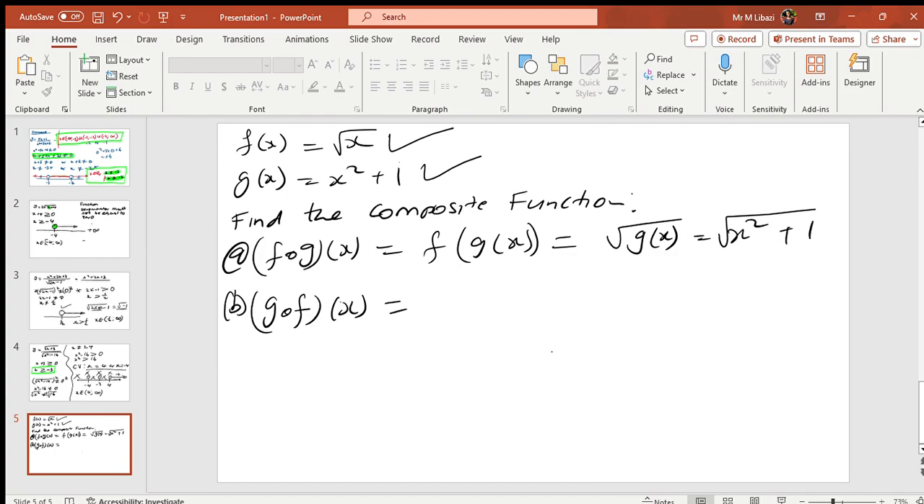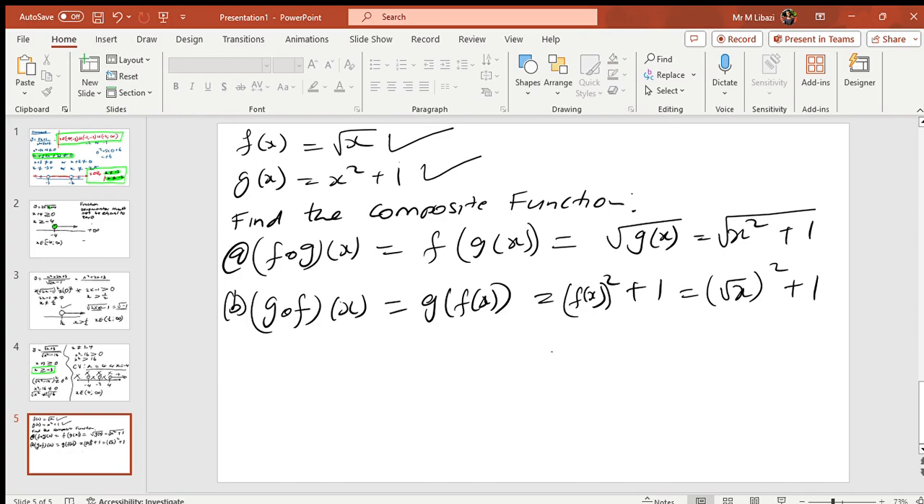And then when you go to the second one, we have g of f of x. We put our g of x, which is x squared plus 1, but in place of x we put our f of x squared. This will give us root x, squared, plus 1. You had this question in one of your tasks, and 90% of people didn't get that correct.